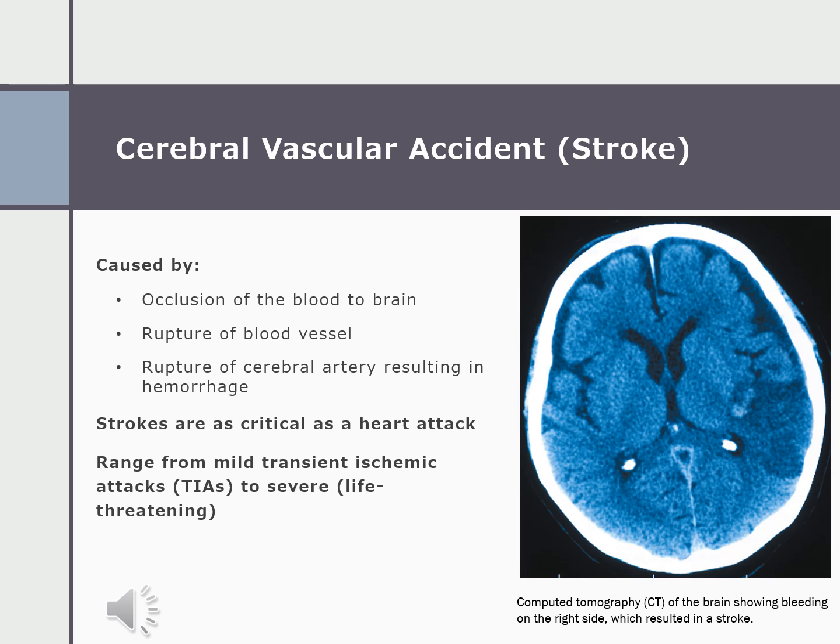Strokes can range in severity from mild, transient ischemic attacks, also called TIAs, which are brief interruptions of blood flow, to severe life-threatening situations. TIAs serve as a warning sign for potential major strokes. Strokes can occur suddenly and unexpectedly, even during stressful medical procedures within the imaging department. It's important to recognize stroke symptoms and call for immediate emergency evaluation and treatment.